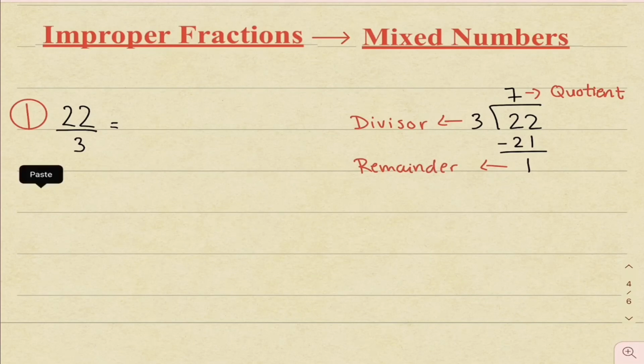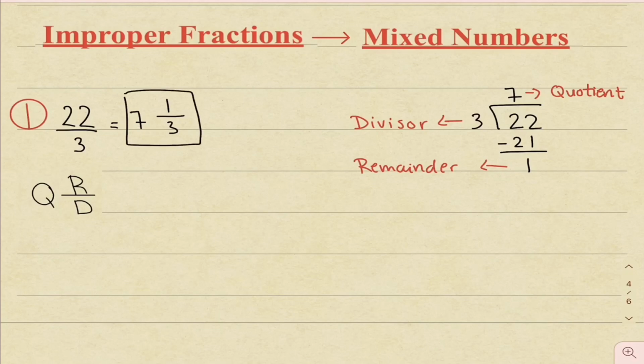So as I said before, the mixed number should look like this, right? Quotient is the whole number, and then remainder over the divisor. In this case, our quotient is 7. So I'm going to put here 7, and I'm going to make a fraction. Our remainder is 1, so I'm going to put 1 over here. And our divisor is 3, so I'm going to put it over 3. So 22/3, if we want to write that as a mixed number, is going to be 7 1/3.